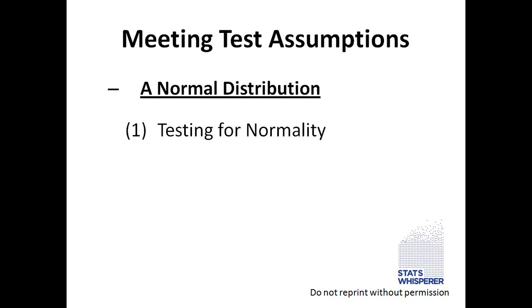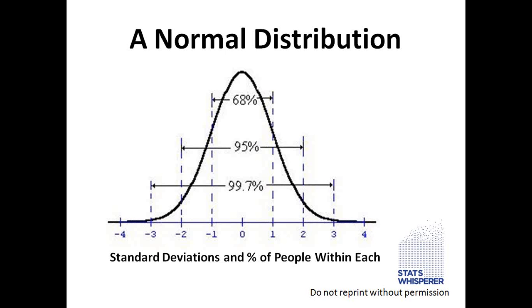Okay. Now the testing for normality. So this is a normal distribution, right? So we see the bell curve shape. Now you'll notice in the center we have a 0, and that's the middle of the distribution. And then the 1 to the left is -1, and the 1 to the right, +1. Those are the standard deviations away from the mean.